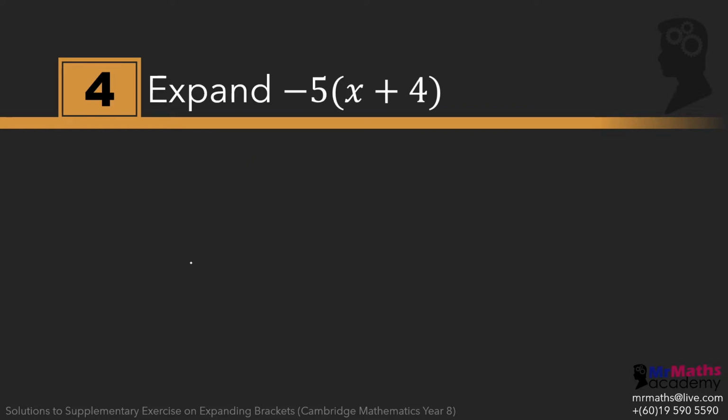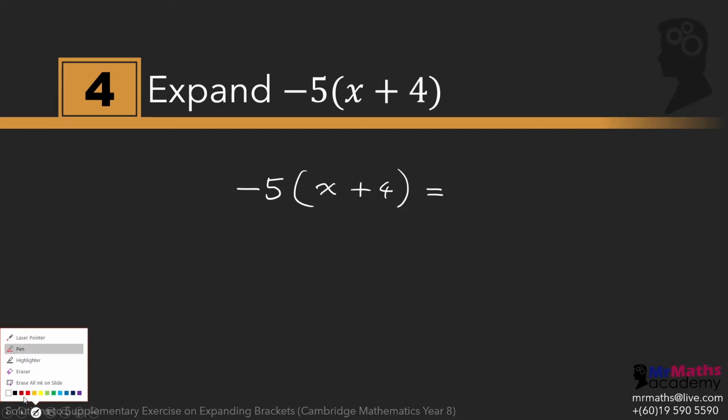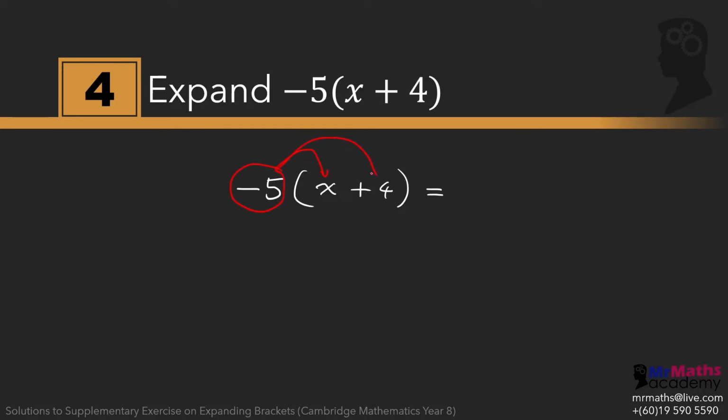The fourth question, we have minus 5 outside a bracket, and there are two terms inside the bracket, which is x plus 4. The difference between this question and the previous three questions is that the term outside the bracket is a negative number. Whenever we find a negative number, we need to be really careful. I recommend that we enclose all the negative numbers inside another bracket. So like previous questions, the solution to this question is going to be multiplication of minus 5 with each term inside the bracket.